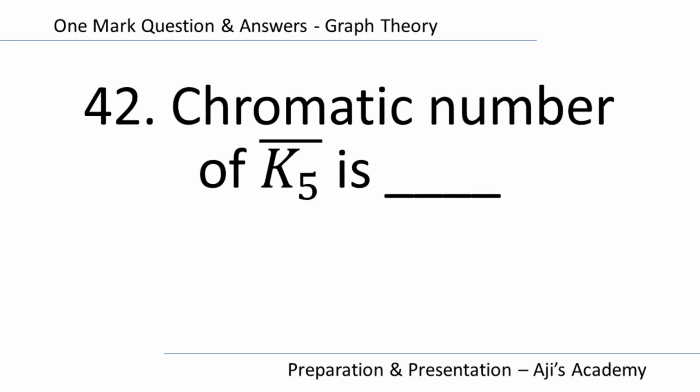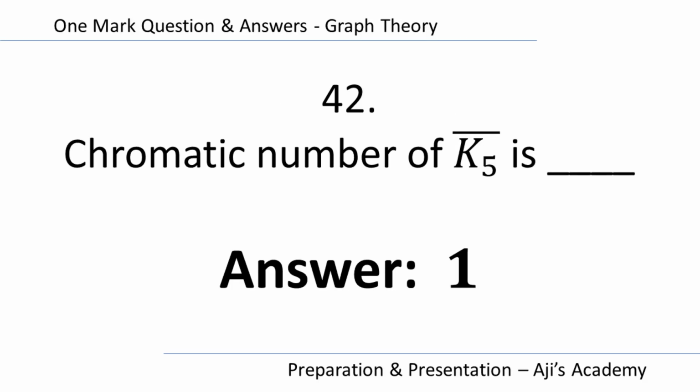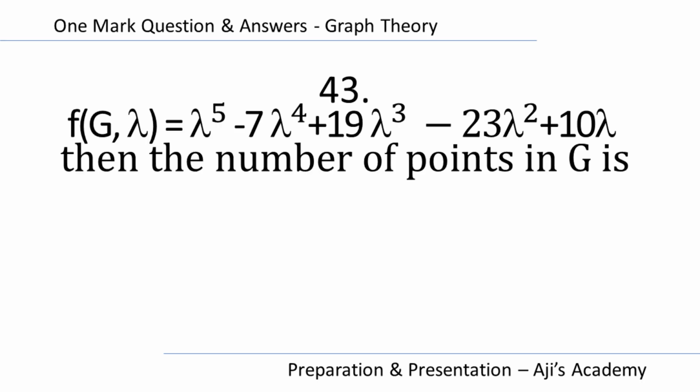Question number 42. Chromatic number of K5 bar is dash. K5 bar is a totally disconnected graph having 5 vertices. So we need only one color which colors all the 5 vertices, and the chromatic number of K5 bar is exactly 1. Answer is 1.